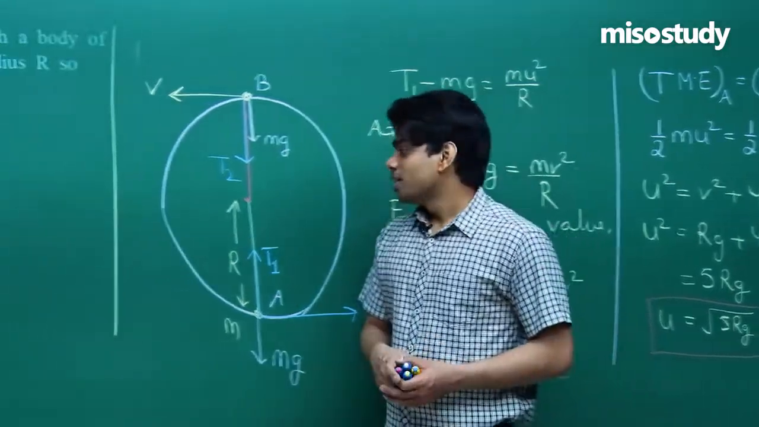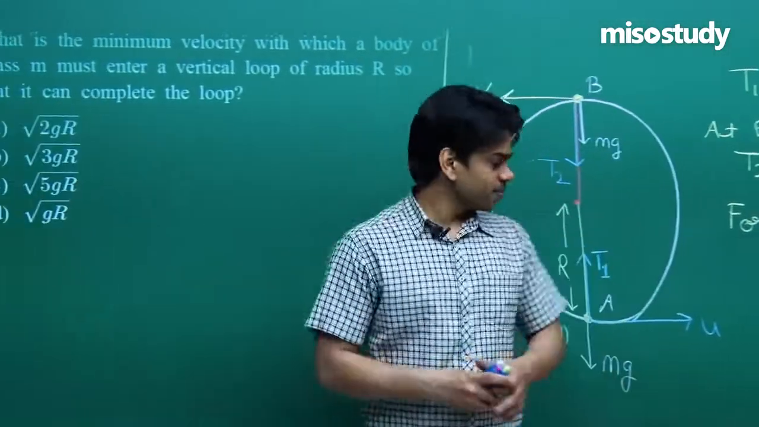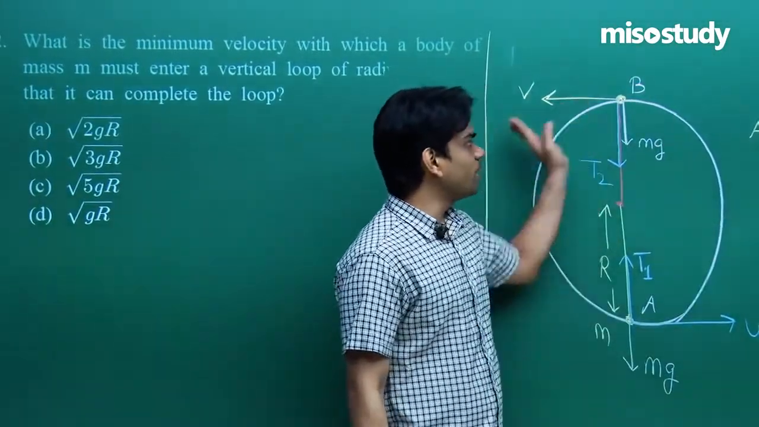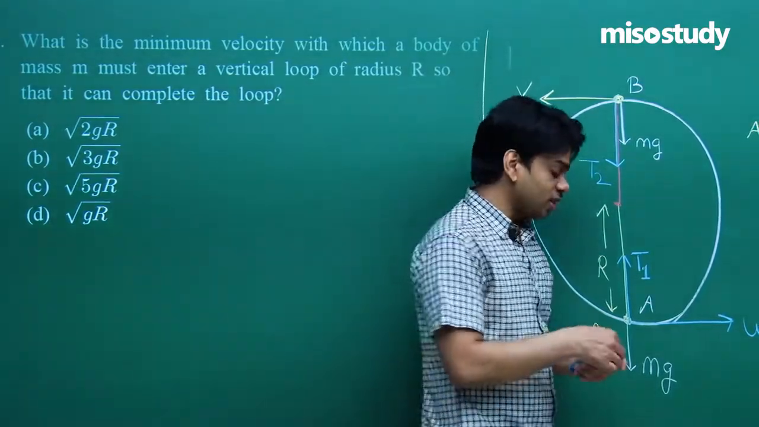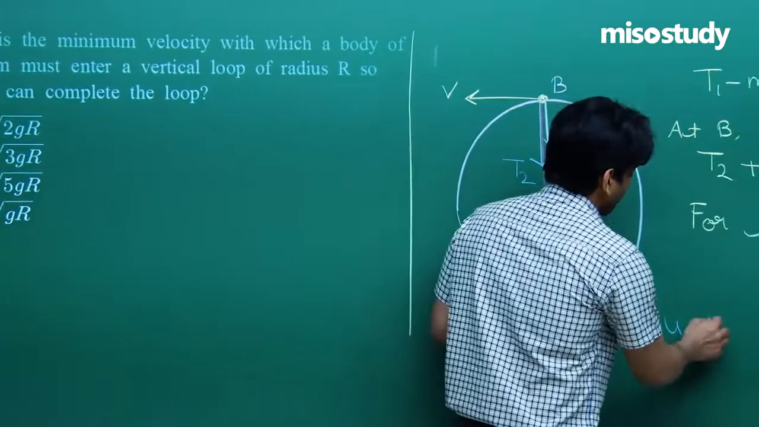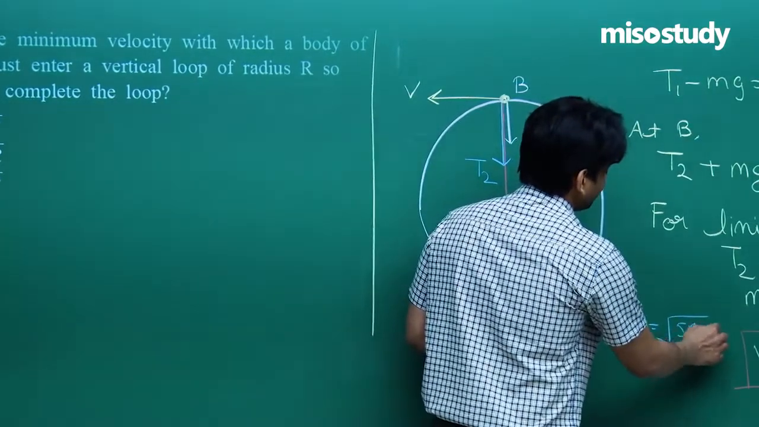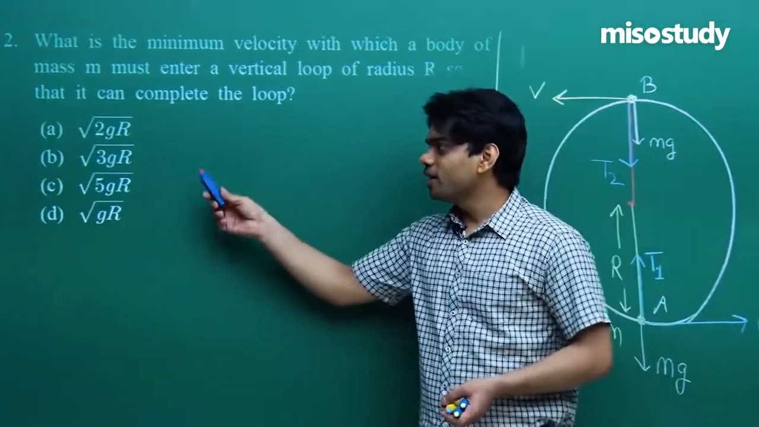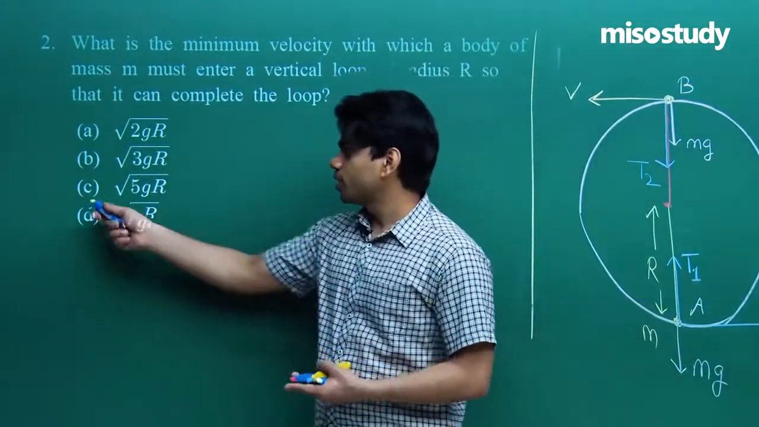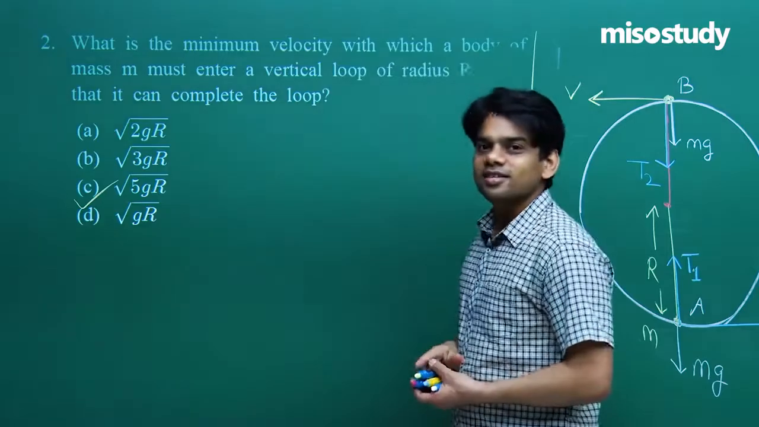Remember this part. Under root 5 rg is needed for the body to move through the topmost point. If you throw the body with a speed under root 5 rg, you will actually be able to complete the circle. So let's check the right option. A incorrect, B incorrect, C is the correct option, under root 5 rg. This is the right answer.